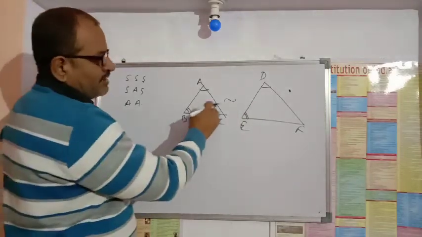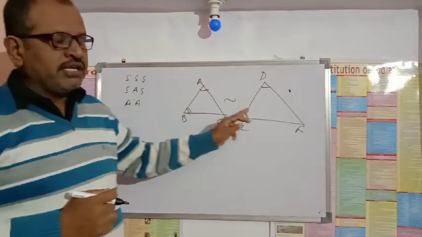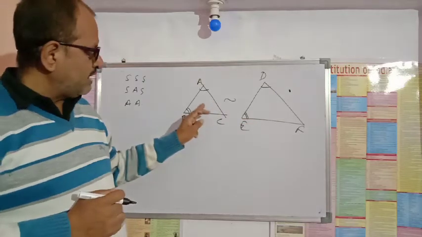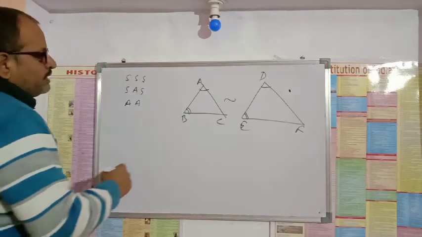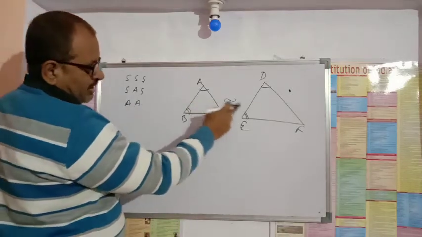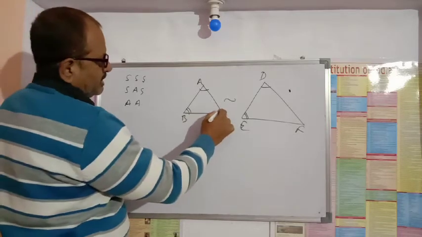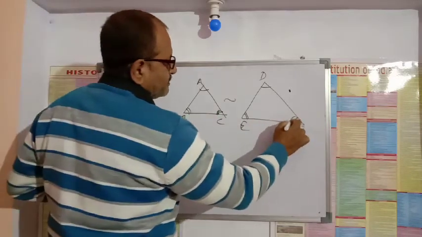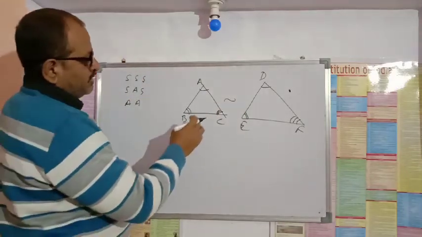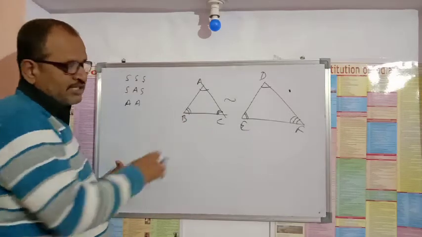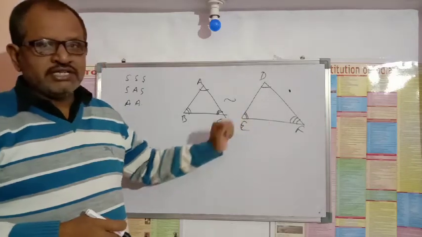Similar triangles means having the same shape but not necessarily the same size. Similar triangles are equiangular. All three angles of one triangle are equal to the three angles of the other triangle. So by angle, angle criteria, we can prove two triangles similar. And when two triangles become similar, the ratio of their corresponding sides is equal.